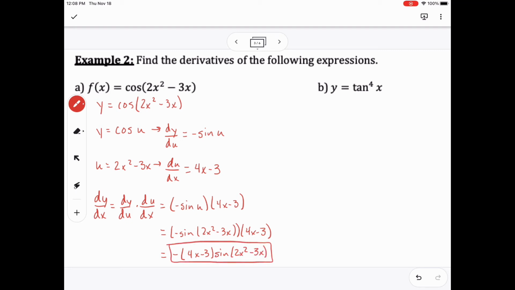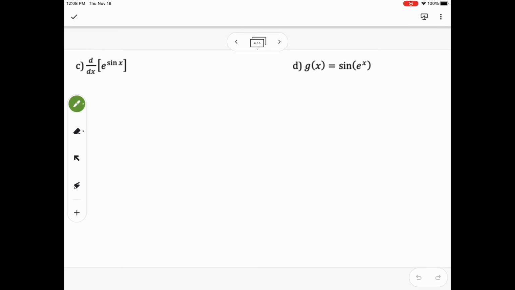Now you don't necessarily have to do this for everything. So like letter B, I can just rewrite this as tangent of x to the 4th power, and then use the power rule to do the outside, and then take the derivative of the inside and say it's secant squared. So it's not necessary to use Leibniz notation, but sometimes it can be helpful if you are not able to break them apart so easily.